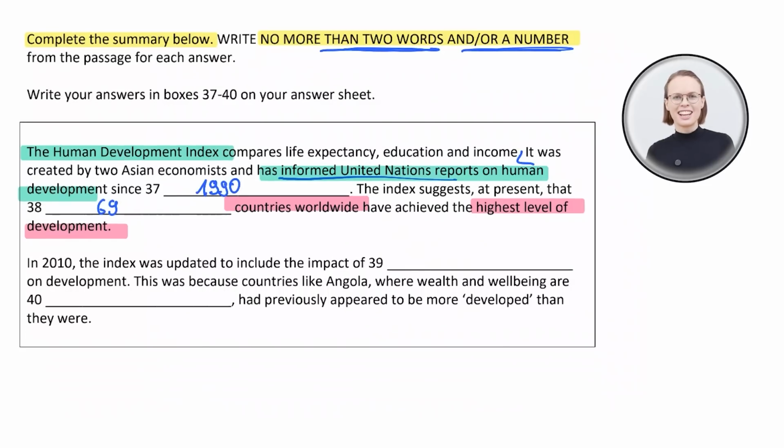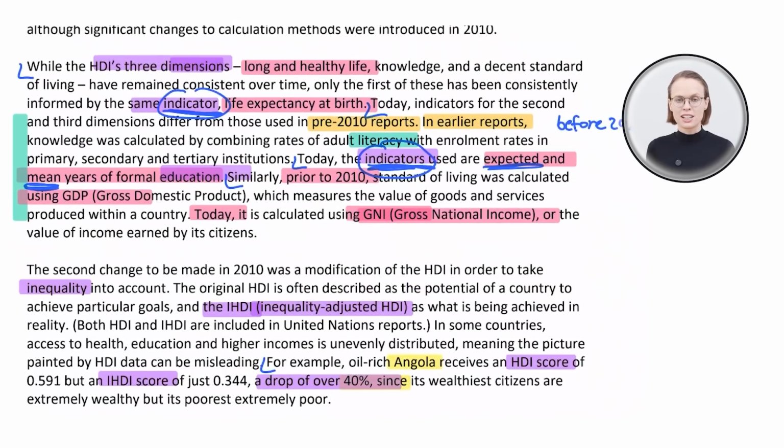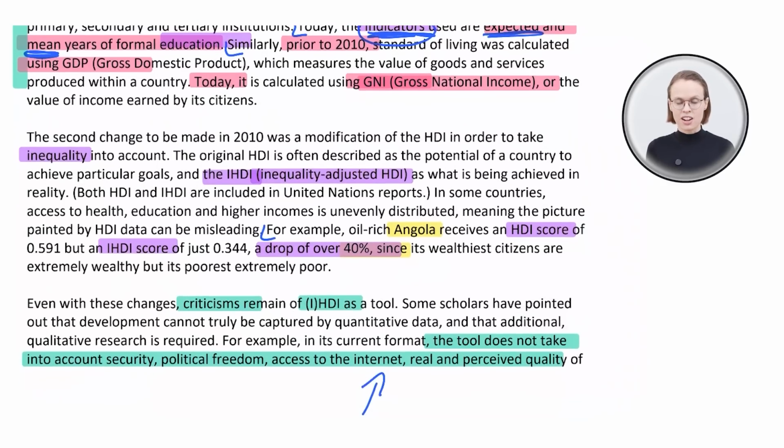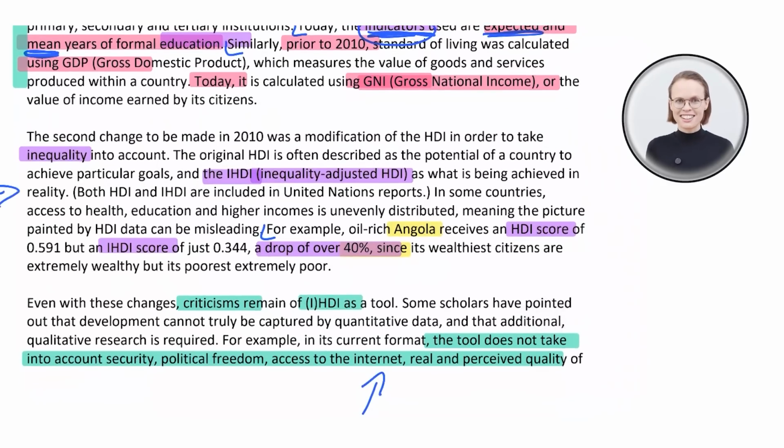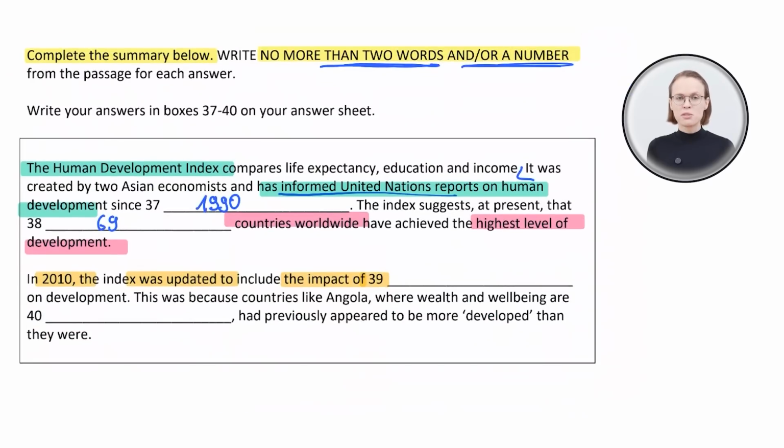Next question. In 2010, the index was updated to include the impact of something on development. This was because countries like Angola, where wealth and well-being are, and then comes the next gap. We're not interested in that gap yet. So let's first take a look at this question here. The index was updated in 2010 to include the impact of what? I remember that there was something about inequality that was used to adjust the HDI. You may remember that. It said that in this paragraph, here it says, the second change to be made in 2010 was a modification of the HDI in order to take inequality into account. So inequality is the correct answer. We enter inequality. The index was updated to include the impact of inequality.